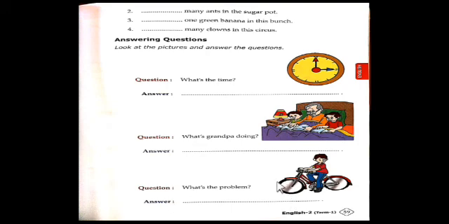The third one, look at this picture. Okay, the tire is punctured here. What's the problem? The answer is, the tire is punctured. The tire, T-Y-R-E. Tire is punctured. Punctured, P-U-N-C-T-U-R-E-D. Have you written? Okay.